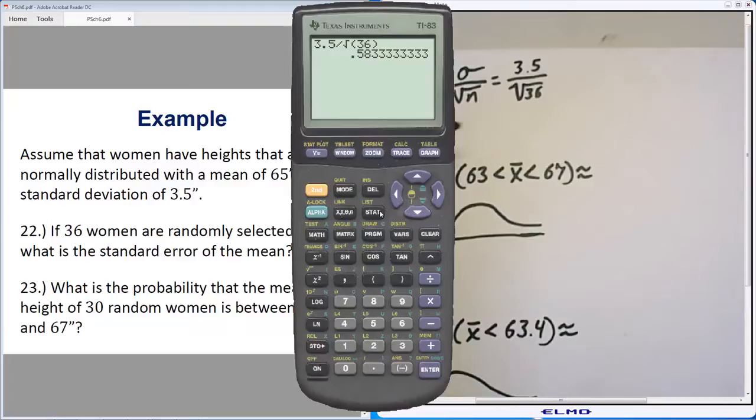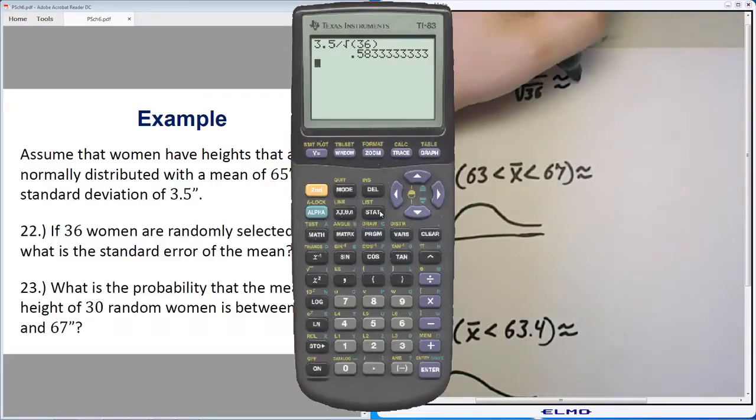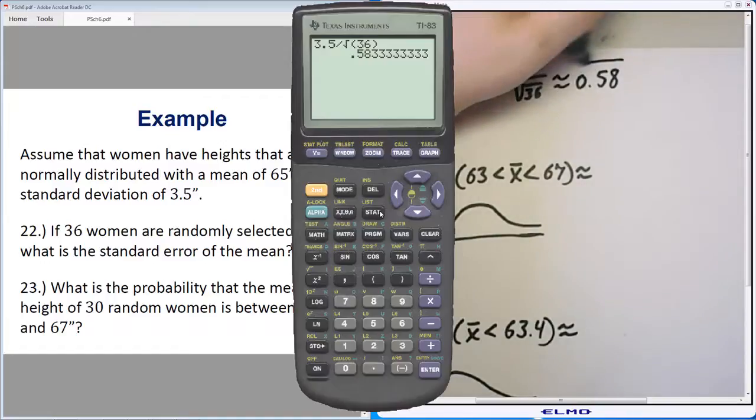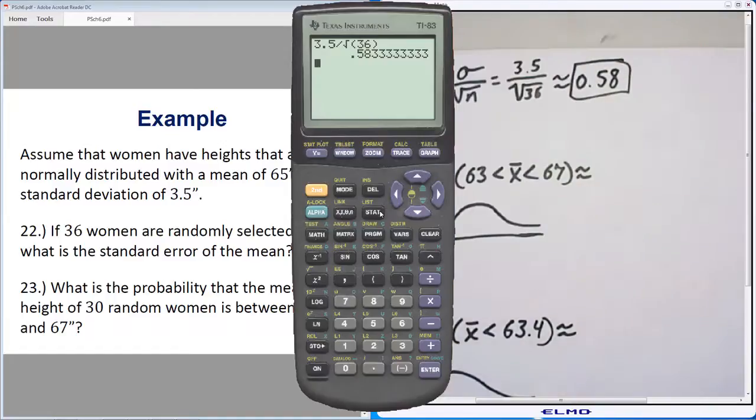We'll round that answer to 2 decimal places, since all our other decimals in the problem are rounded to 1 place. So we get 0.58. That's the standard error of the mean for that particular scenario.